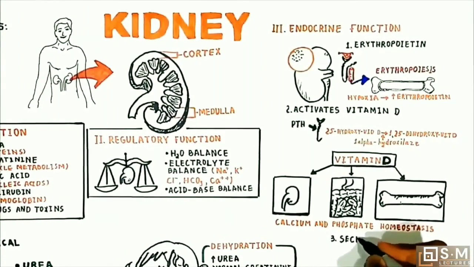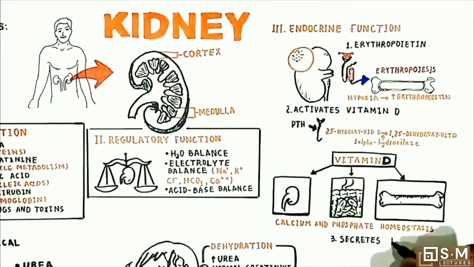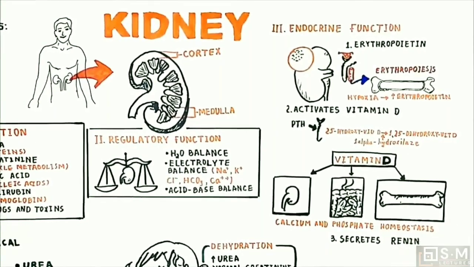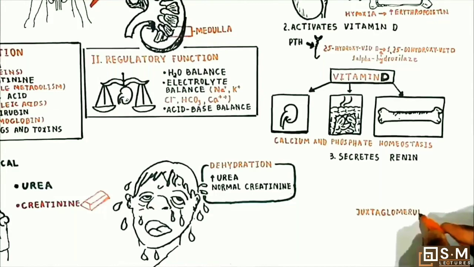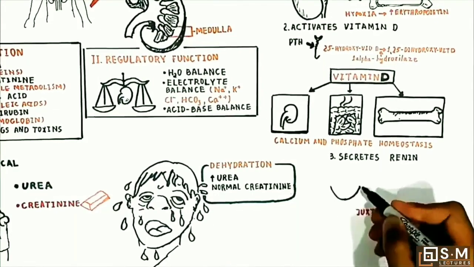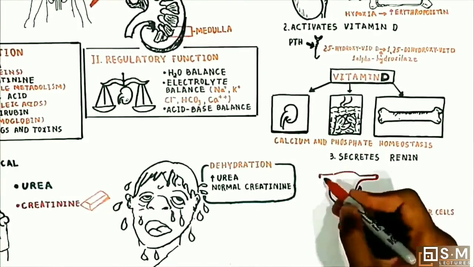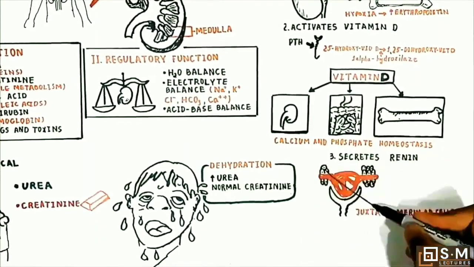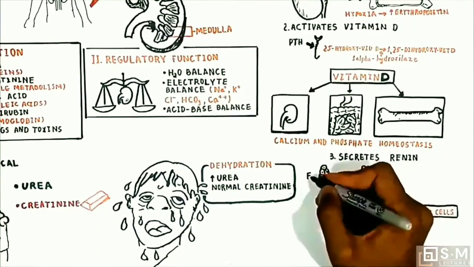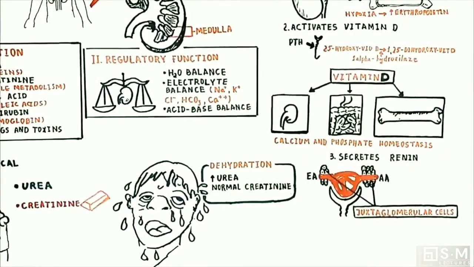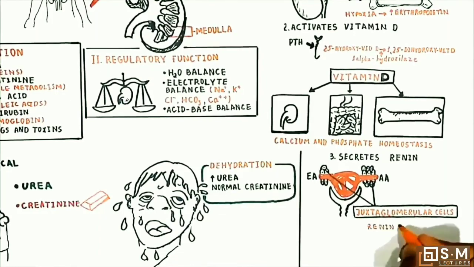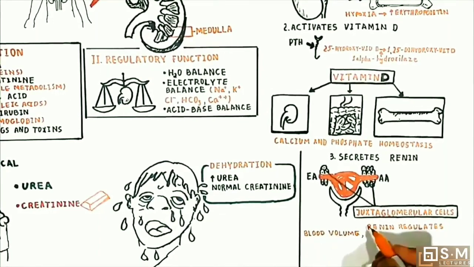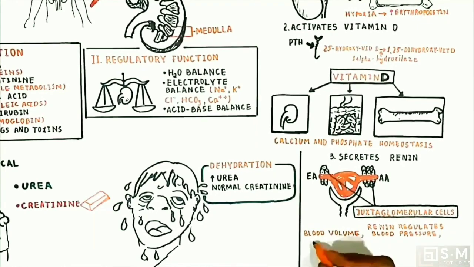The third endocrine function of the kidneys is renin secretion. This enzyme is produced by juxtaglomerular cells. The juxtaglomerular cells are specialized small muscle cells mainly in the wall of the afferent arterioles and some in the efferent arterioles that deliver blood to the glomerulus. Renin regulates blood volume, blood pressure, and electrolyte balance.